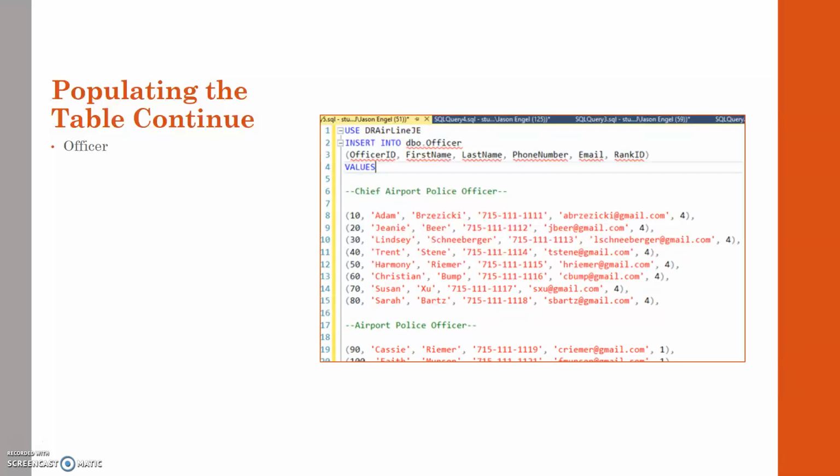Populating my officer table. Here I have the officer ID, their first name, last name, phone number, and also their email. And then I have the rank ID, so I'm able to look at this table to see who they are, what rank they are, and how I can get a hold of them.